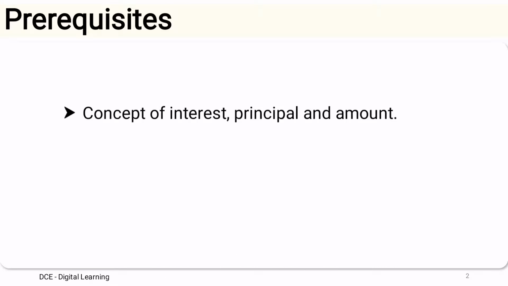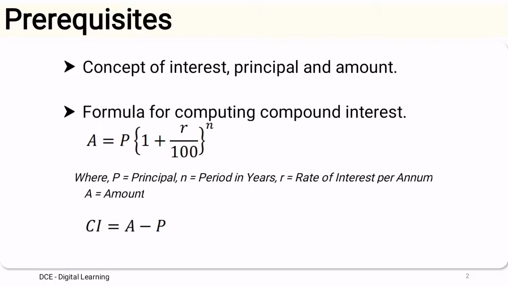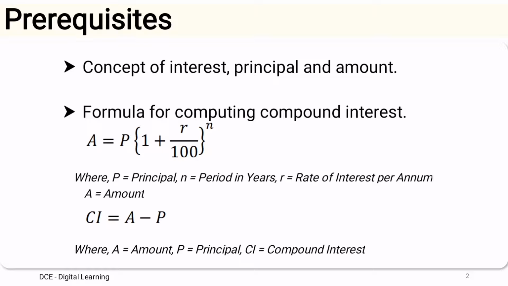The prerequisites of the session are the concept of interest, principal and amount, and the formula for computing the compound interest, which we have already discussed in the previous sessions. The formula for computing the compound interest is A equals P into bracket 1 plus R divided by 100 raised to N, where P is the principal, R is the rate of interest per annum, and N is the period in years. A represents amount. Similarly, CI equals A minus P. A means amount, P means principal, CI is the compound interest.